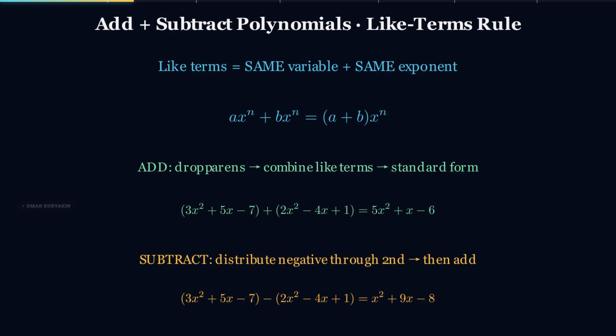To subtract two polynomials, distribute the negative sign through the second polynomial first, flipping every sign inside the second parenthesis. The negative becomes the multiplier for every term of the second polynomial. After flipping, the problem reduces to plain addition, combining like terms exactly as in the addition case. The negative distribution step is the one extra move that distinguishes subtraction from addition, and the most common mistake is forgetting to distribute through every term rather than just the first one.